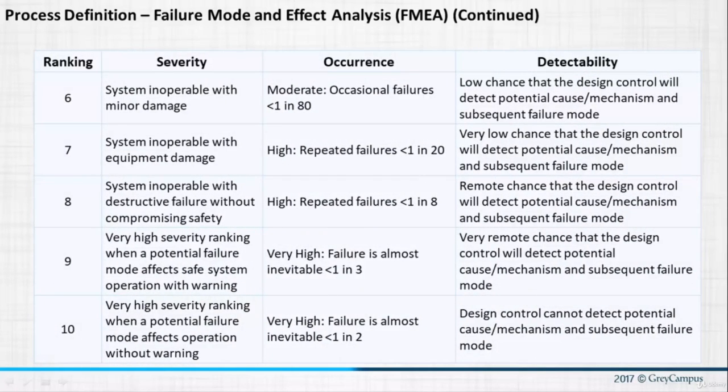So going to the second half of the scale, you can see in detectability for a 10 that it doesn't work. You must create your own severity, occurrence, and detection scale for your process.